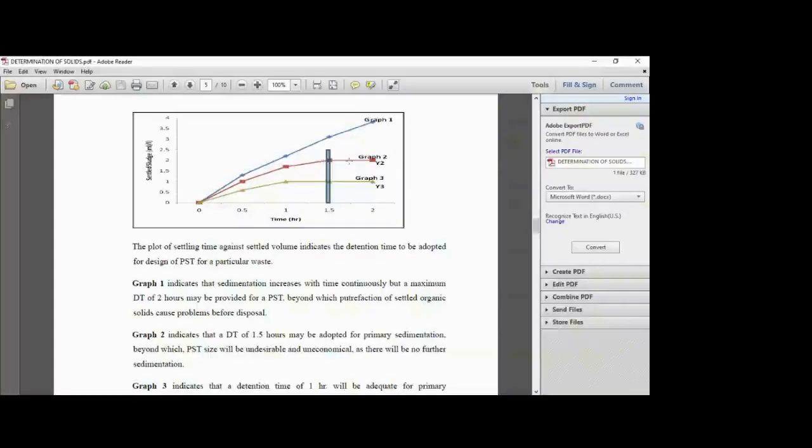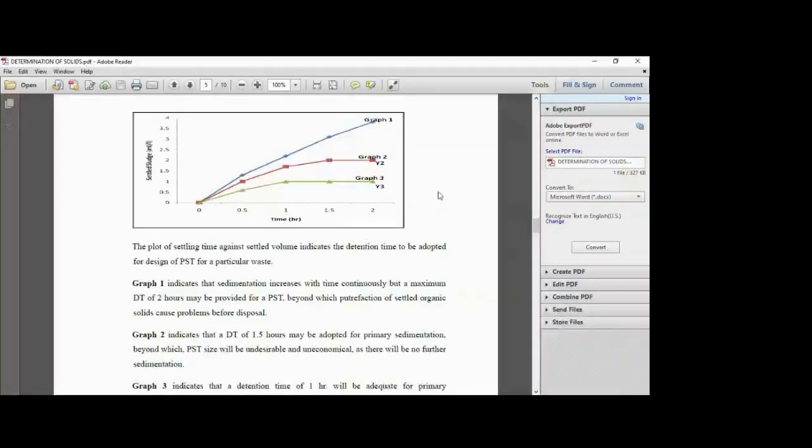So if the curve is remaining the same, what do we know? There is no further amount of solids settling. Here the solids are the same, at 1.5 hours the solids are the same, at 2 hours also the same solids. It means whatever solids had to settle have settled. So now the detention time that you should keep for this type of sample is how much? It is 1.5 hours only, right?